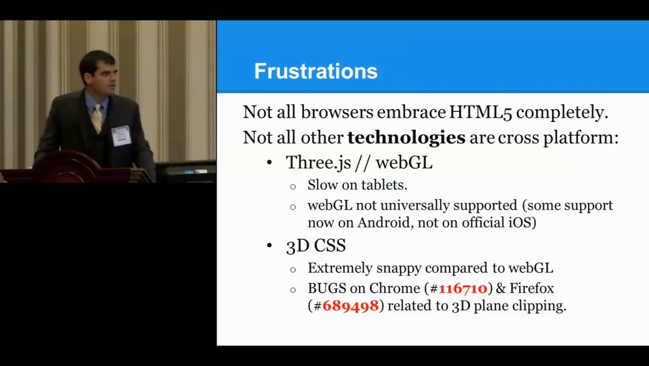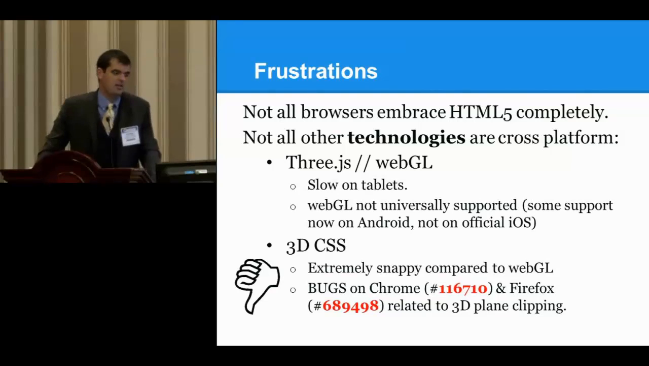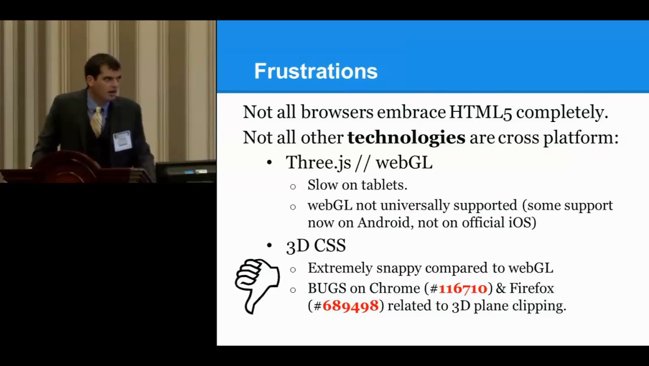There are frustrations, however. As I mentioned, not all browsers embrace HTML5 completely, and technologies aren't necessarily cross-platform. For instance, WebGL is utilized by this 3JS library, which I like, but it's slow on tablets, primarily Apple, because there is no WebGL in Safari. So the alternative is not that great. However, CSS is wonderful, especially on iPad. It's extremely snappy compared to WebGL. However, on Chrome and Firefox, there are bugs that basically screw up how things look in 3D. So if anyone knows anyone at Chrome and Firefox, please tell them to fix this.